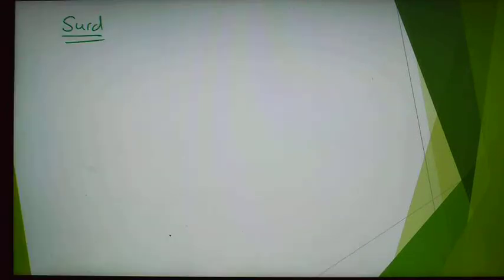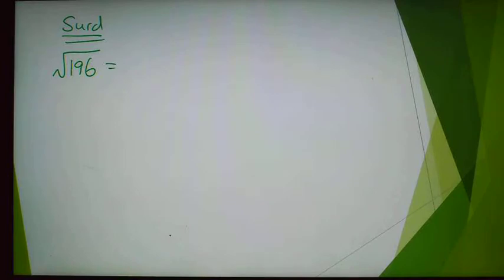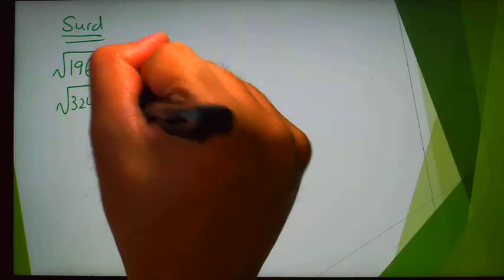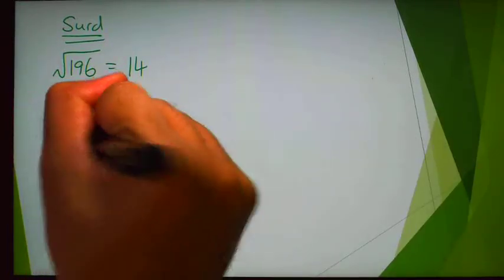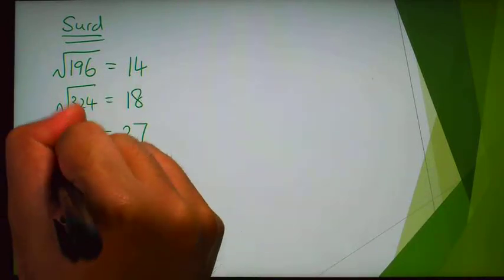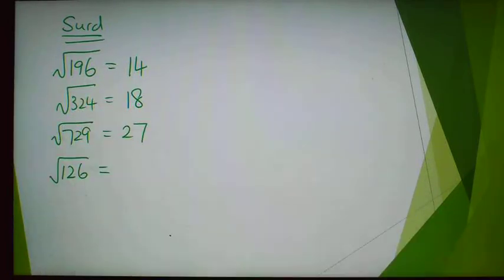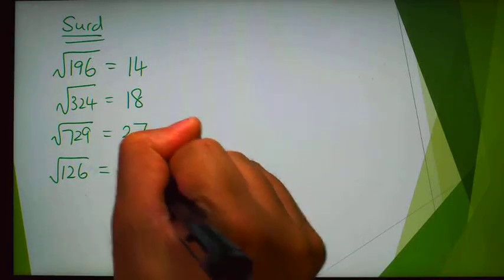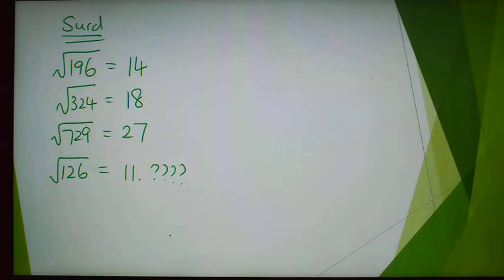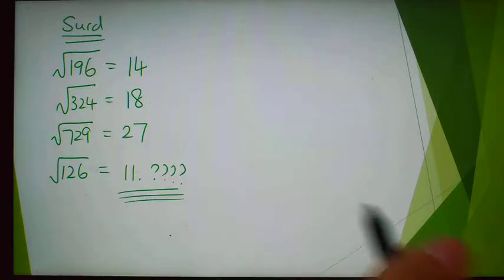That's generally about Pythagoras. But sometimes you have to be aware of the surd form. What's the meaning of surd? S-U-R-D. Surd simply means square root. When we have, let's say, the square root of 196, we can just write the whole number, 14. Square root of 324, yes, I know, exactly 18. Square root of 729, I know, yes, 27. But what about the square root of 126? 11 point blah blah blah.